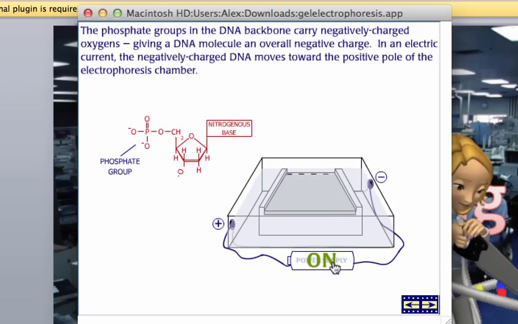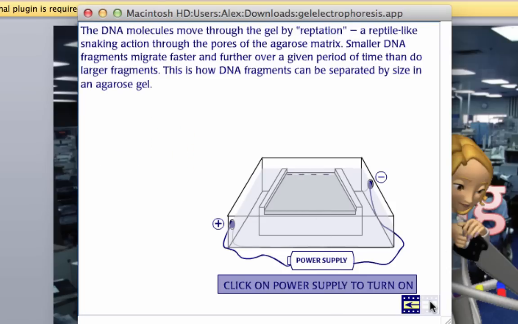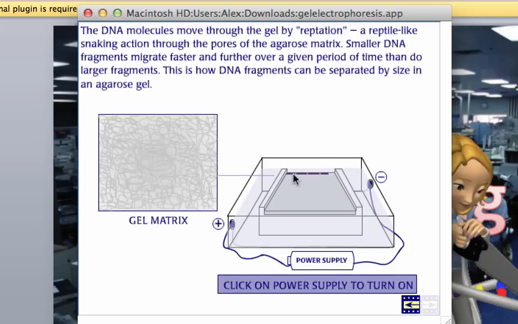So if I turn on this power supply here, the DNA is going to move towards the positive end. Let's check it out. We add this other blue colored dye so we can see how far it's going. But this is what's happening.